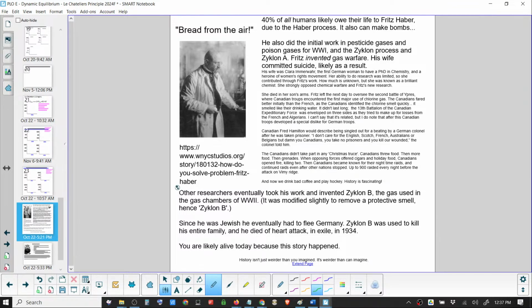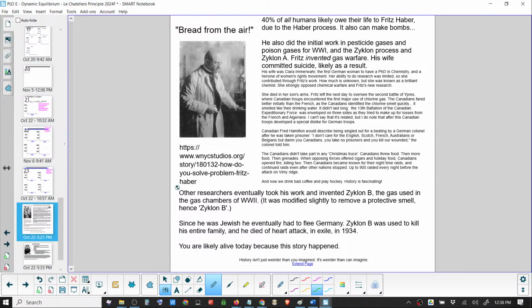He also invented Zyklon A, which is the gas that they used in the concentration camps. They call it Zyklon B because his institute that he was given control of after World War I invented this. They went to the shelves in World War II and said, we need a chemical that can kill lots of people in a gas chamber. Zyklon B will do the job. Zyklon A, but it smells a little bit. We don't want them to know. So they took off the molecule that gave it a smell, and then they called it Zyklon B.